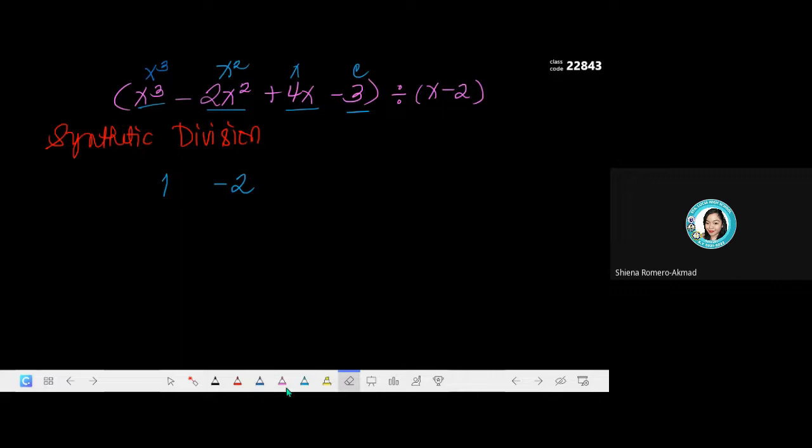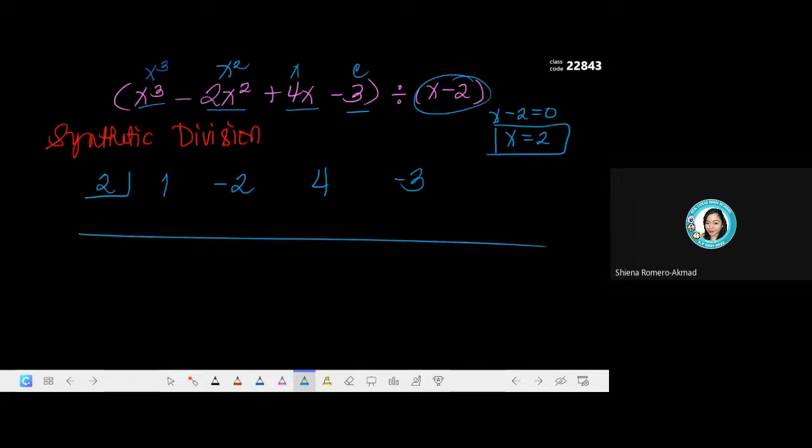May glitch talaga. Positive 4. And this is negative 3. So, from x minus 2, we'll have x equals positive 2. Okay? Then we will now proceed to the solution.